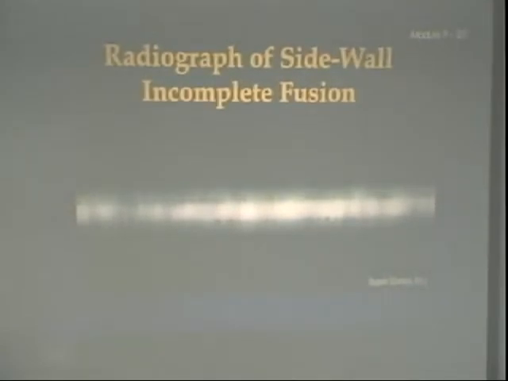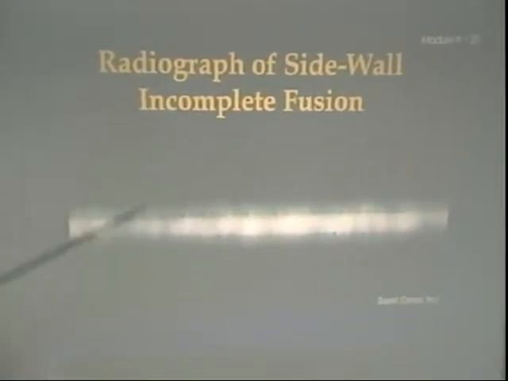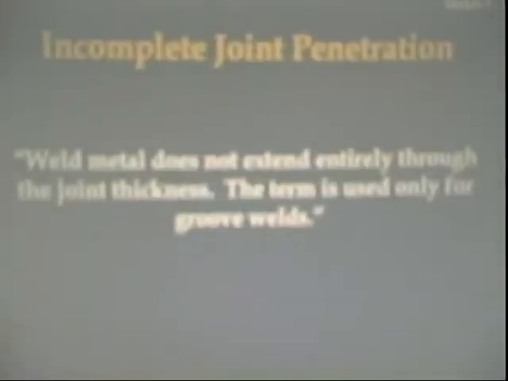But we're going to come back to that in just a minute. Now, this is an X-ray of sidewall incomplete fusion, and you can see how nice and straight it is. And so, remember, it's difficult to pick up incomplete fusion unless the source that you're using to take the X-ray is oriented properly to the fusion itself.